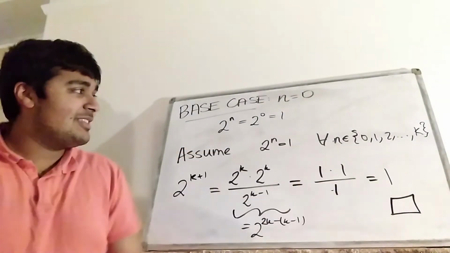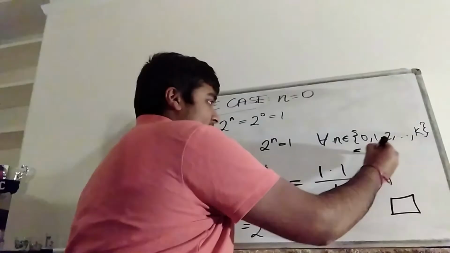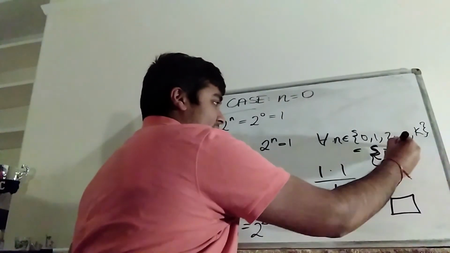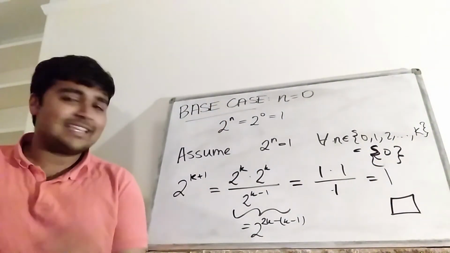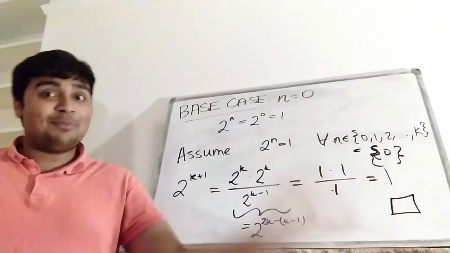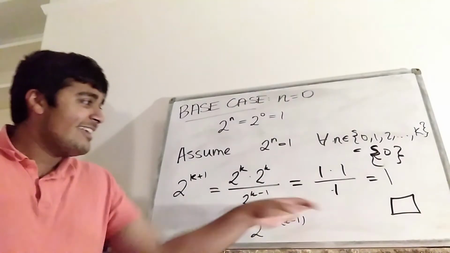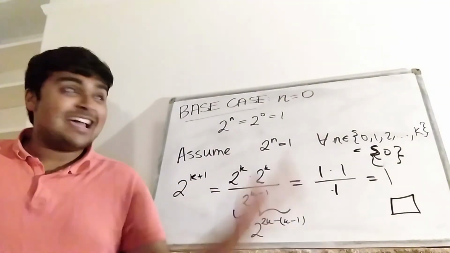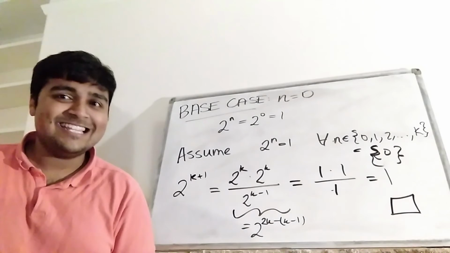But if k equals 0, this set here is just the set with just 0 in. And of course then k minus 1 is minus 1, which is definitely not in that set. And thus we can't apply our assumption in this step here, and thus we can't make this conclusion here. And that's where the flaw of this proof is.